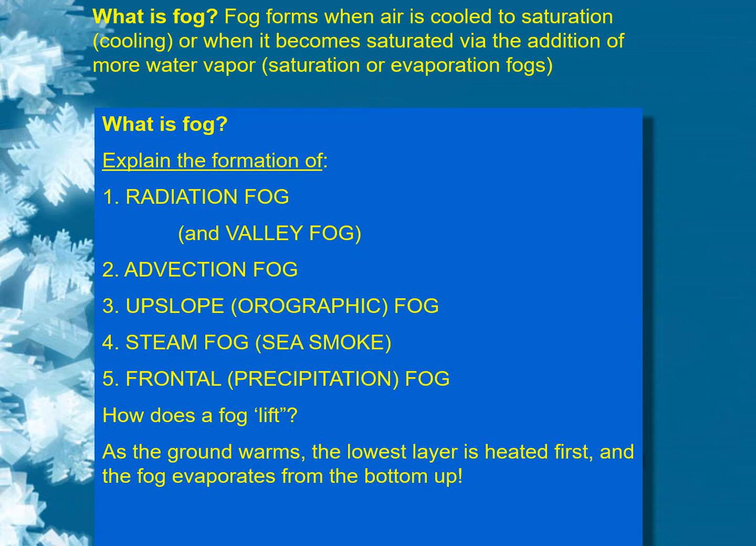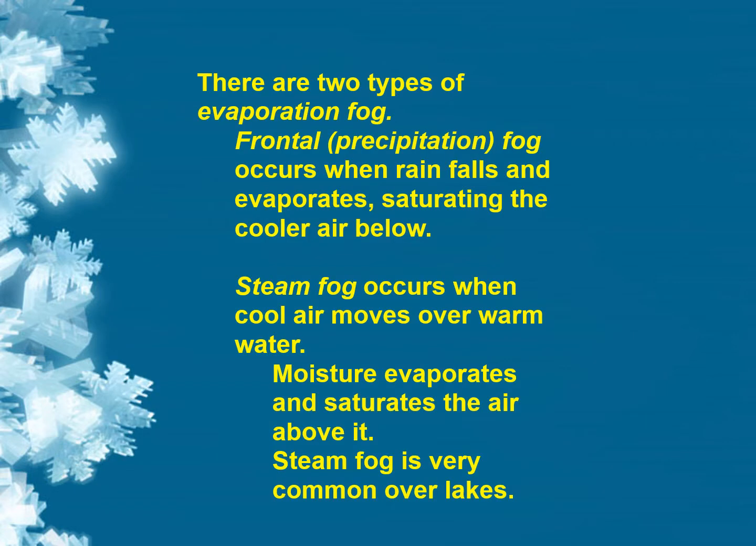So a fog doesn't really lift. It's not like it's lifting up and away. What happens is when the sun comes up in the morning, as the ground starts to warm, so remember terrestrial radiation, the Earth is spitting that solar radiation back out at a different wavelength. So you're going to heat the troposphere from the bottom up. So the lowest layer is heated first, and basically it just heats enough to evaporate the fog. So the fog will evaporate from the bottom up.